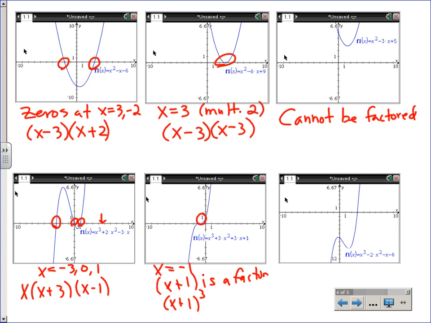And then on this last example, we have a 3 as a 0. So again, x minus 3 is a factor. In this case, we would use synthetic division to find out that the remainder that we have left does not factor, and that's what we would get using synthetic division.